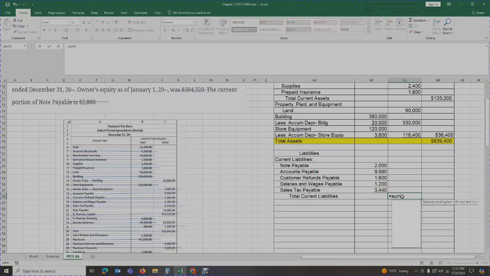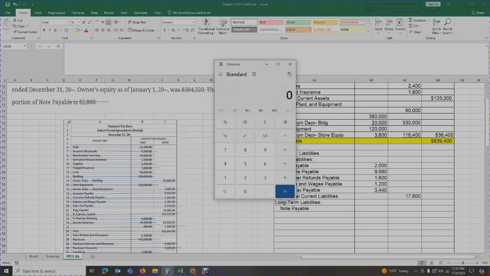We're going to add these up. So we have a total of $17,800. Now we have long-term liabilities. These are liabilities that are going to take you longer than a year to pay. And we only have one long-term liability, which is that notes payable. Now, under the note payable, let me get my calculator. We have a balance of $16,000.